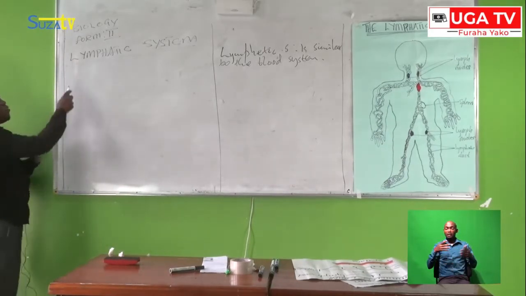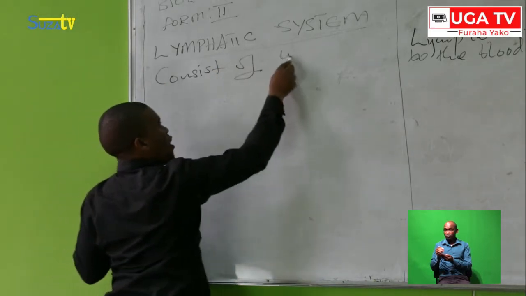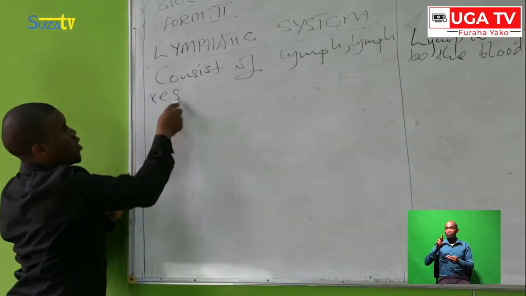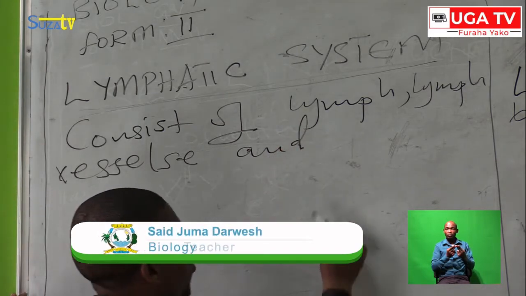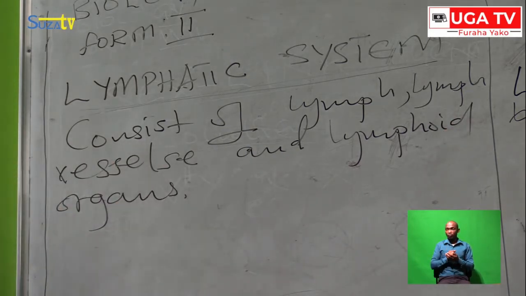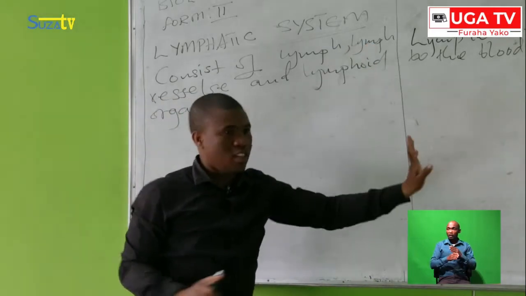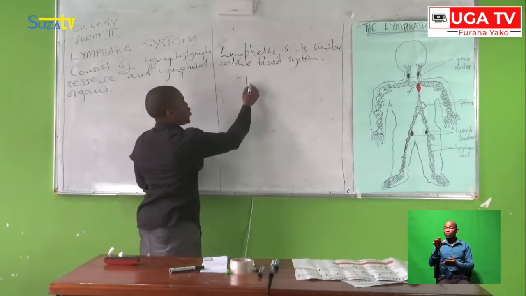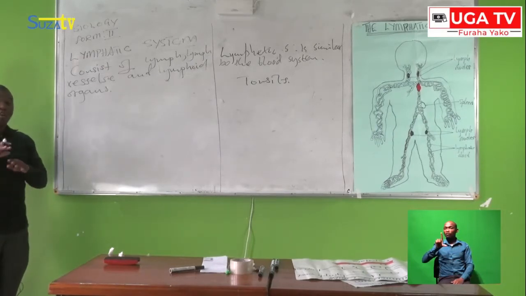So we may say the lymphatic system is a system that consists of lymph, lymph vessels, and what we call lymphoid organs. There are a lot of lymphoid organs, don't confuse. When we are talking about lymph nodes, that is an example of lymphoid organs. As well, the spleen. As well, there are tonsils. All of them are examples of lymphoid organs.